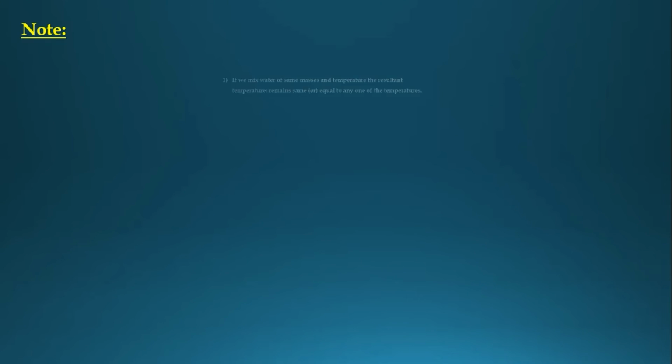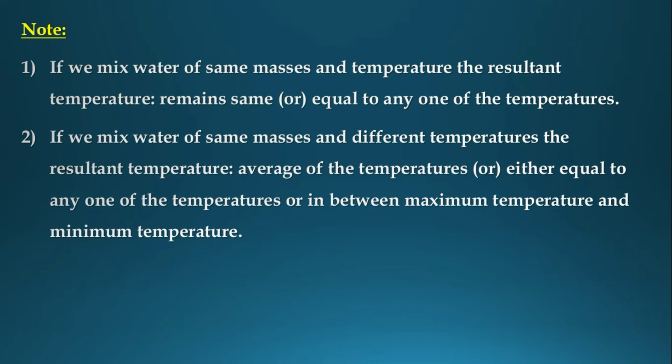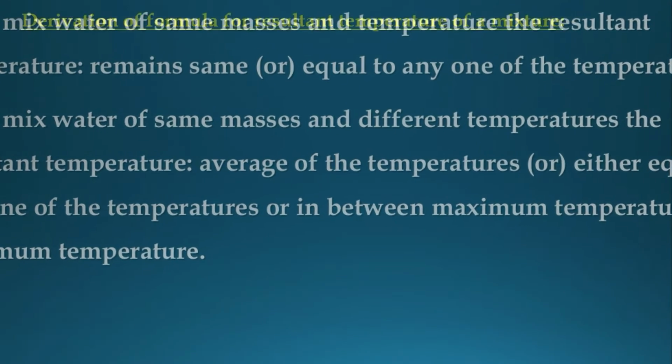Just remember one thing. If we mix water of the same masses and temperature, the resultant temperature remains the same, equal to any one of the temperatures. If we mix water of the same masses and different temperatures, the resultant temperature will be the average of the temperatures, or in between the maximum temperature and minimum temperature.